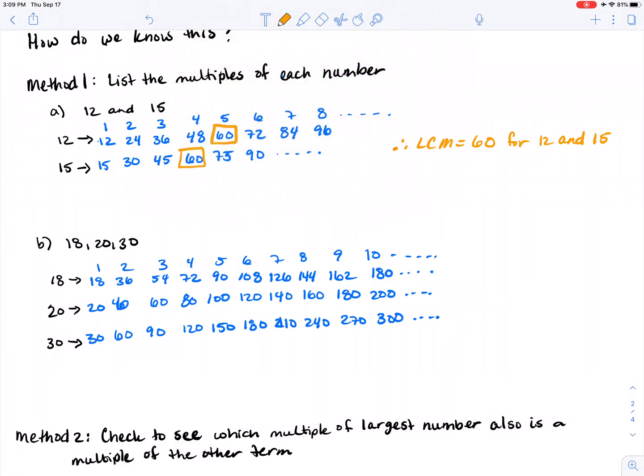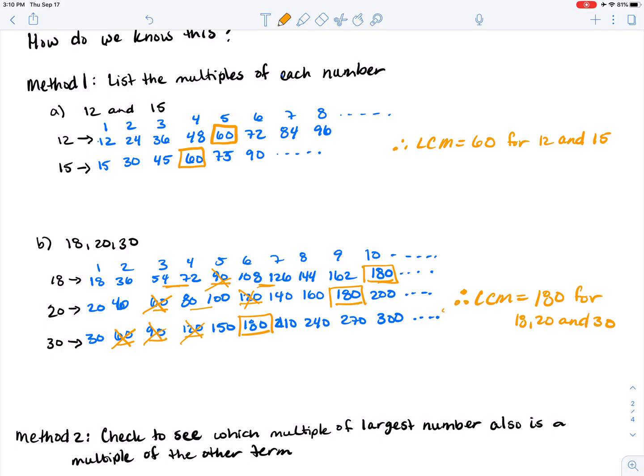Is there a commonality between these? If I look, I can see that I have 60 and 60. While these are common for only 20 and 30, it is not included in 18. What's the next one? I have 90 and 90. It's not included in 20, so that is not it. Is there one after this? We have 120 and 120. Nope, because it is not in 18. I'm going to keep looking here. I have 180, 180, and 180. There it is. That's my least common multiple. So therefore, my LCM equals 180 for 18, 20, and 30.